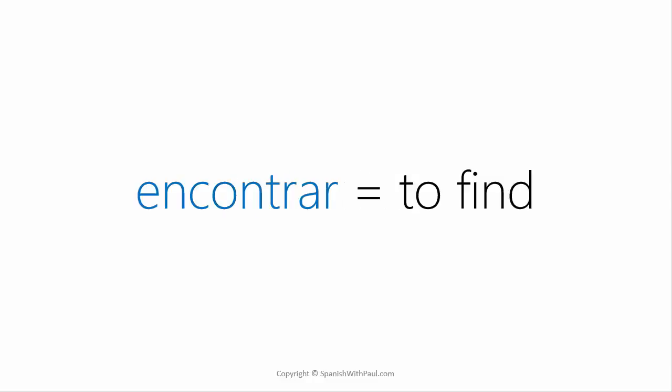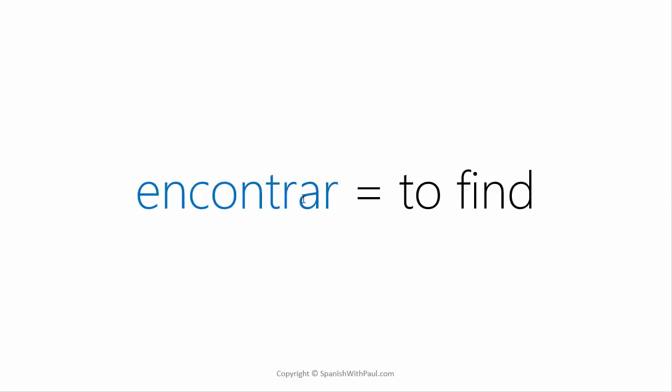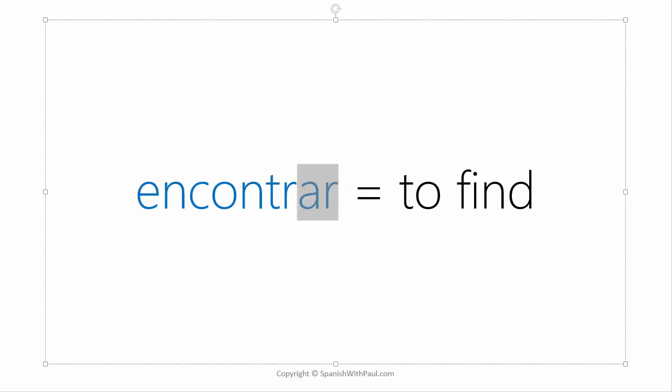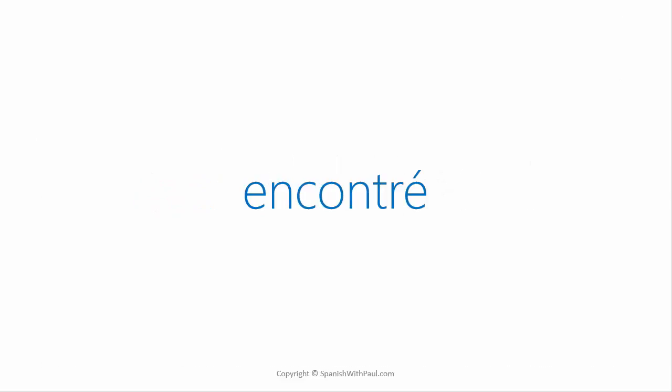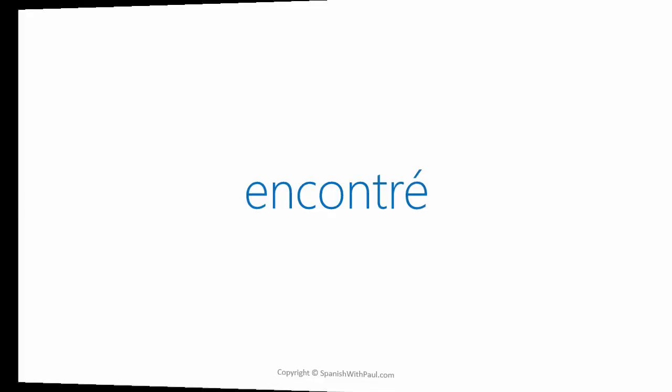Here's one more example for you. Let's take the verb encontrar, to find. So the simple past would be I found. So again, we go back here and we get rid of this AR and we replace it with an E over the top with an accent. So we'd have encontré. Encontrar goes to encontré for I found.